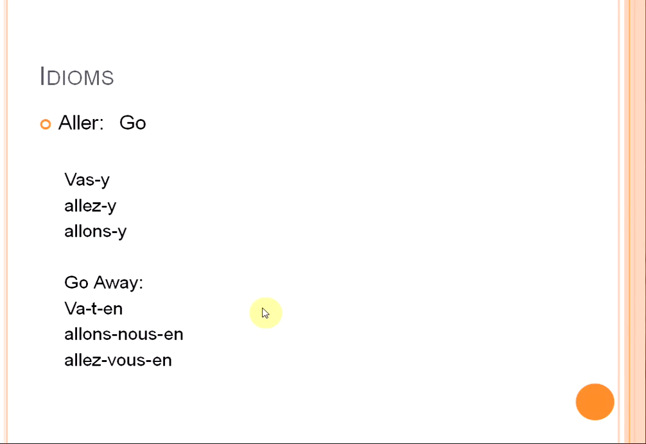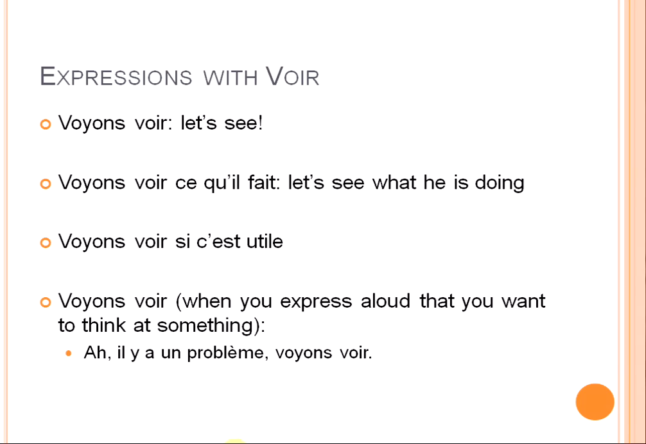The same thing for go away. We say va-t'en, allons-nous-en, let's go away, or let's leave, allons-nous-en, and allez-vous-en. So you remember that in French we never say va or allez or allons. No, we say vas-y, allez-y, allons-y.